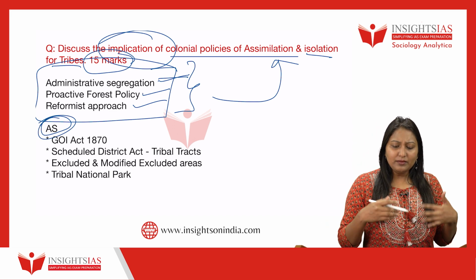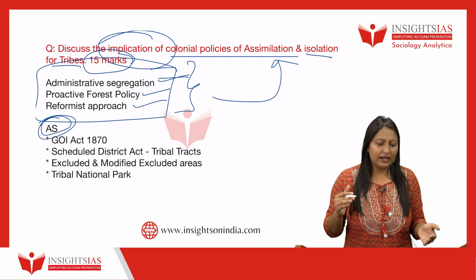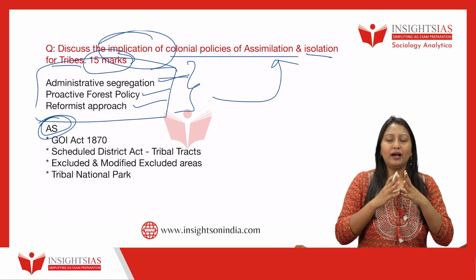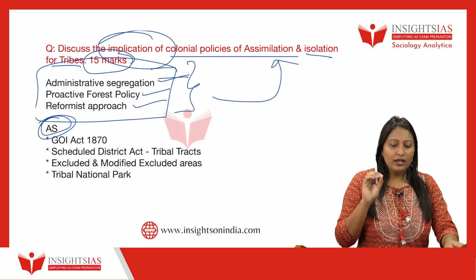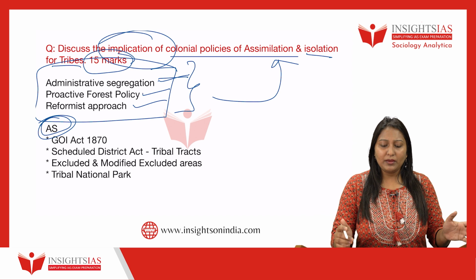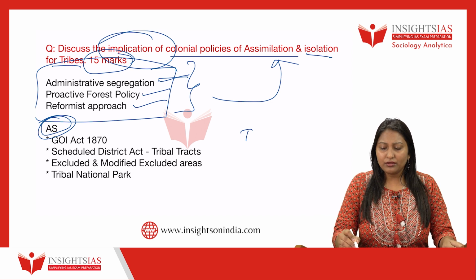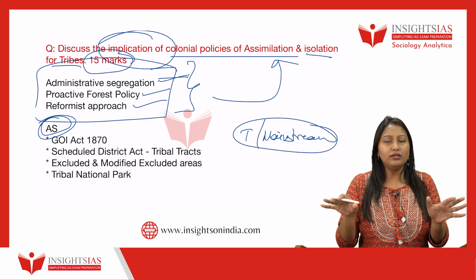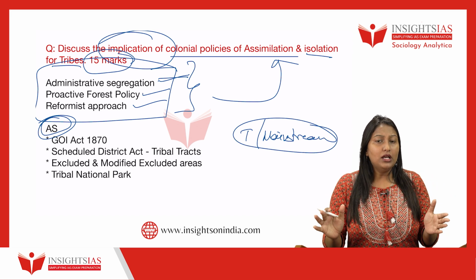First, administrative segregation. Under that administrative segregation, you have to write where they have tried to segregate people. Segregate people here is what? Segregate tribes from the mainstream. Okay, segregate here is not tribes themselves, basically tribes from the mainstream.